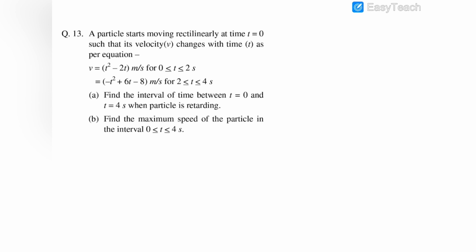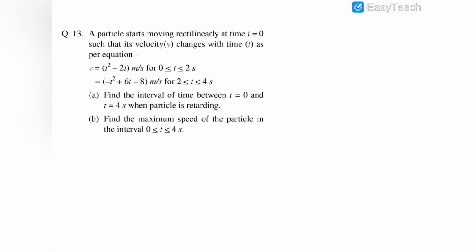In this question, a particle starts moving rectilinearly at t equal to 0 in such a way that its velocity changes with time as per this equation. You can see that in the interval of time between 0 to 2 seconds, velocity is this, and in the interval of time from 2 to 4 seconds, velocity is this. So we have to find out the interval of time from 0 to 4 seconds in which the particle is retarding, and we have to find out the maximum speed attained by the particle in this interval. So let us analyze that.